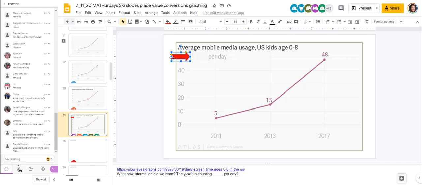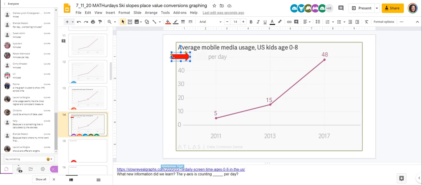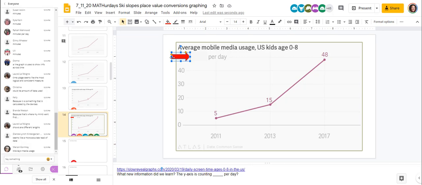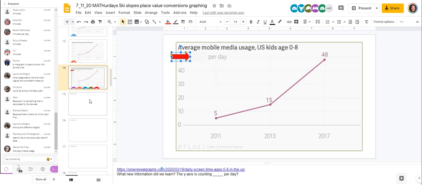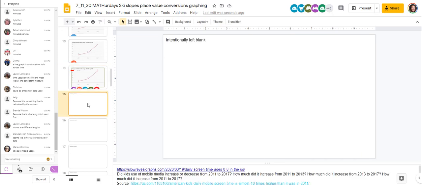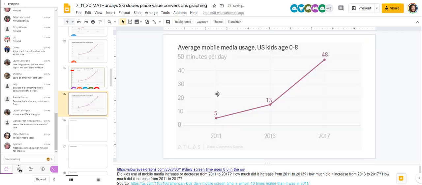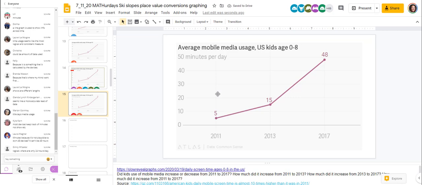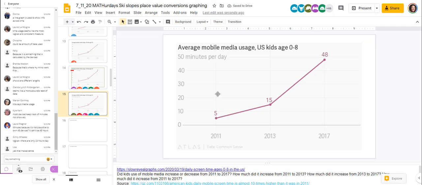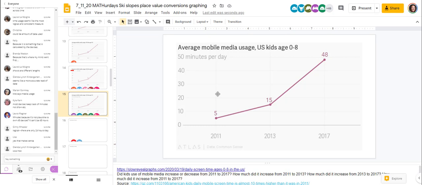Go ahead. Thinking about the title where it says average mobile media usage, when you're using your phone, it usually tracks how many minutes or hours you're on your phone for media usage. So I'm thinking it might be another time label. It looks like Laurel agrees with you and says it's the most logical and consistent measure. How about slide 15? I know some of you are going to be excited to see the minutes on there, as that was what you were mentioning.